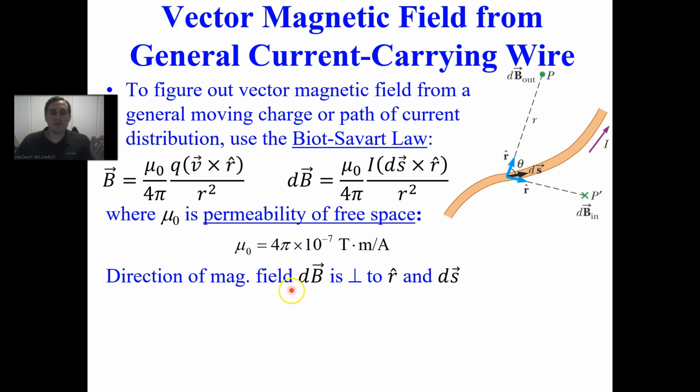Now, the direction of the magnetic field, dB vector, or for that matter, B vector, is perpendicular to the r hat vector and the ds vector. Or you could say over here, it's perpendicular to the velocity vector of the charge and the r hat vector. So that's why at point P here, it's out of the page. At point P prime here, it's into the page.